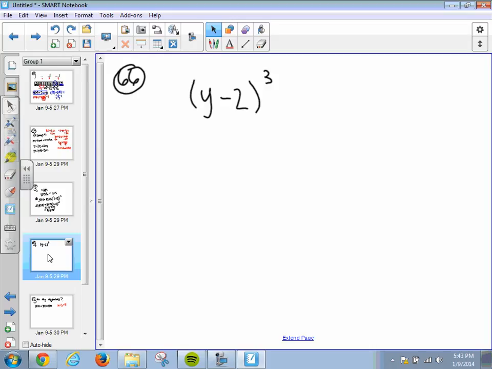What they say, use the meaning of an exponent to rewrite the expression. So probably the wording is confusing. You're like, I don't even know what this question is asking. I wish I could know so I could solve it. They just want you to expand it out.